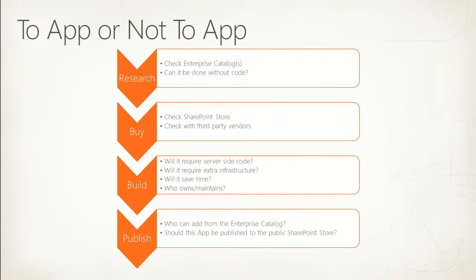We've injected a few more things. We now start talking about SharePoint Store. We now start talking about App Catalog. By the way, we use Enterprise Catalog and App Catalog interchangeably here. It's the same thing, right?